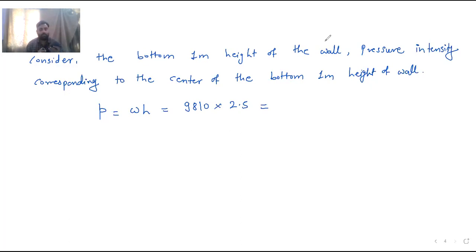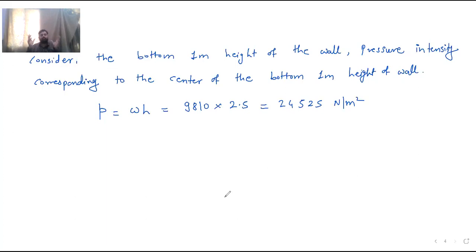And if you do the calculation now, 9810 multiplied by 2.5 works out to be 24525 Newton per meter square. Okay, Newton per meter square.